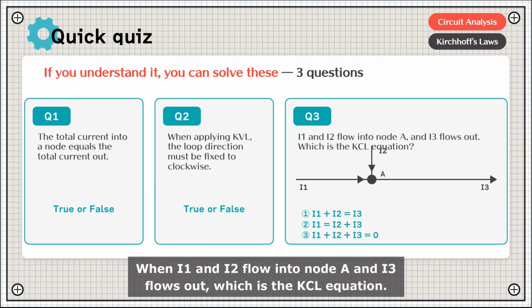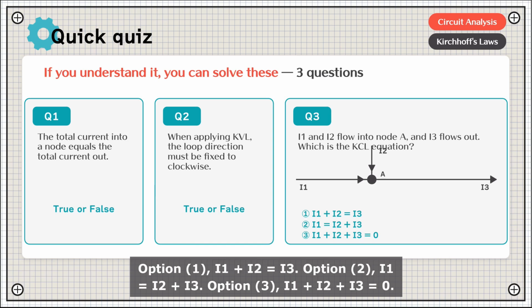Question 3. When I1 and I2 flow into node A and I3 flows out, which is the KCL equation? Option 1, I1 plus I2 equals I3. Option 2, I1 equals I2 plus I3. Option 3, I1 plus I2 plus I3 equals 0.